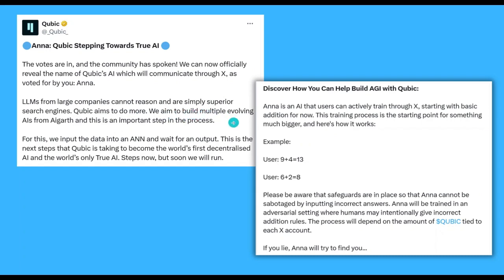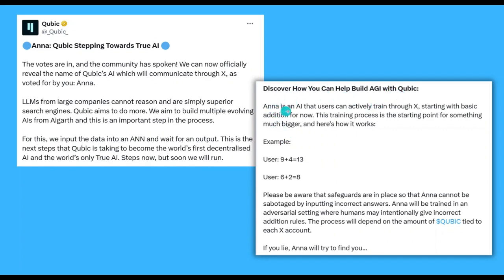Qubic's aiming to build multiple evolving AIs from Aigarth, and this is an important step in the process. For this, we input the data into an ANN and wait for an output. This is the next step that Qubic is taking to become the world's first decentralized AI and the world's only true AI. Steps now, but soon will run. So this is how you can help Qubic build AGI.